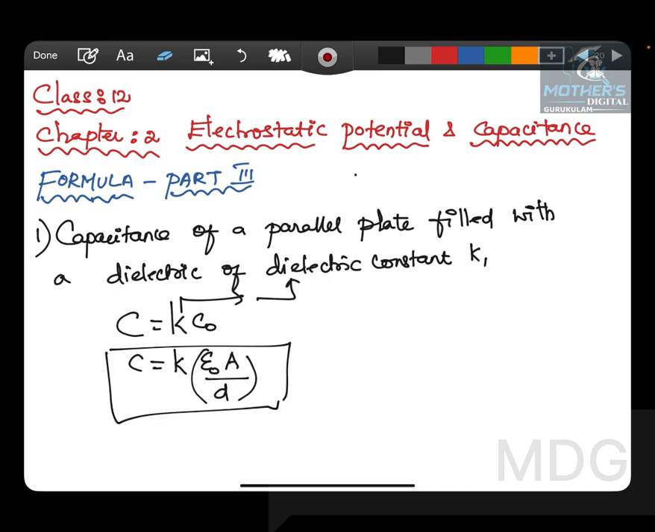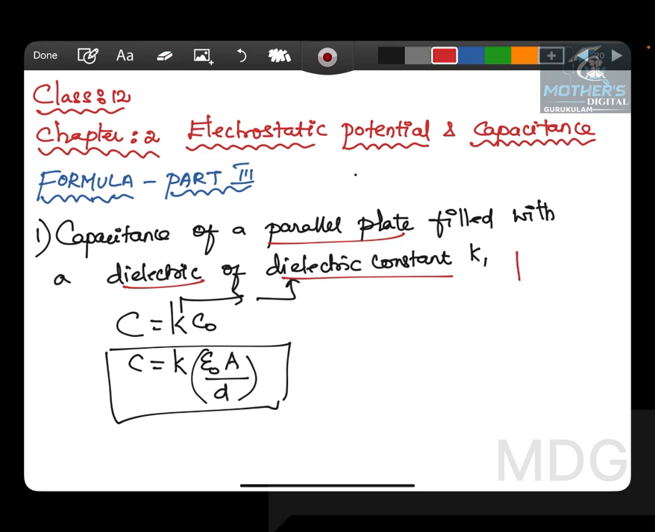So today we'll continue with formula session, chapter 2 electrostatic potential and capacitance, part 3. We'll discuss the dielectric based formulas. The first one: capacitance of a parallel plate capacitor filled with a dielectric whose constant is K.